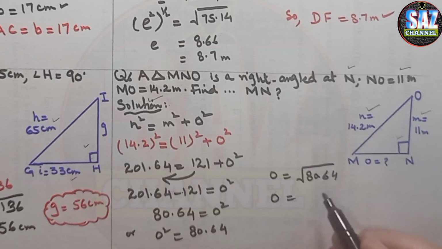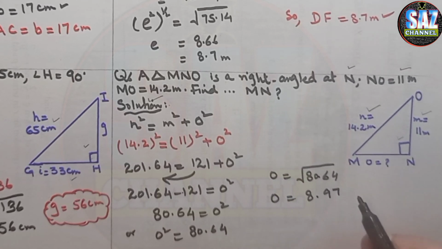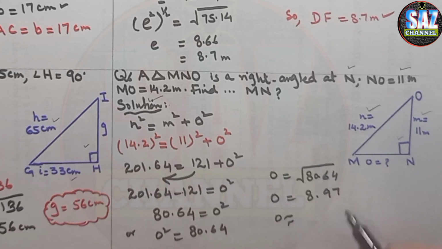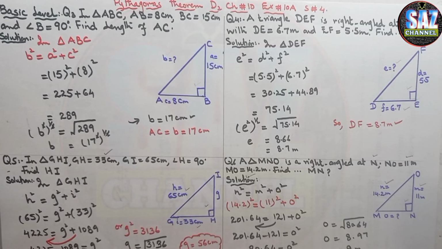o equals to 8.97, and which can be taken as approximately, if you want, this can become 9, or o equals to approximately 9 meters. I hope you are clear about this lesson. For next difficulty level, please you have to watch this lesson.